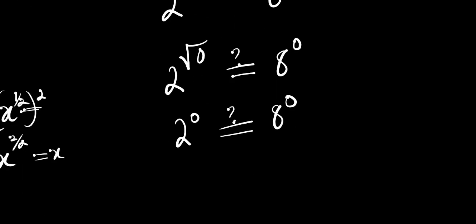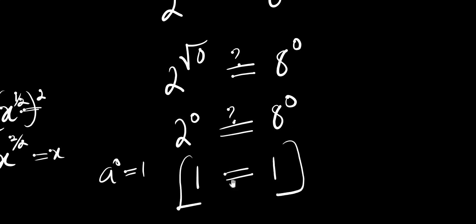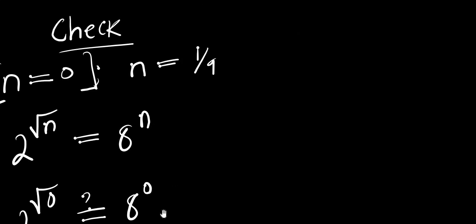Remember, any number raised to the power of 0 is 1. Even a raised to the power of 0 is 1. So 2 power 0 is 1 and 8 raised to the power of 0 is 1. So that means the 0 has satisfied this equation. Now the next one we are going to use is to test this one here, 1 over 9.